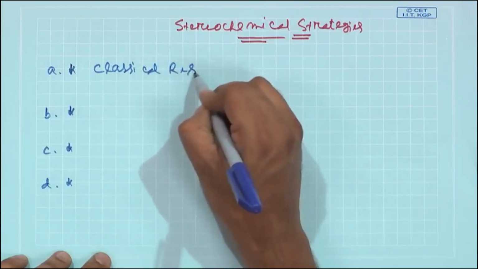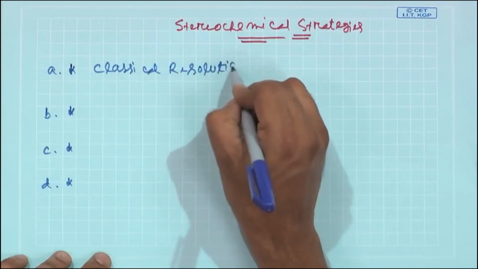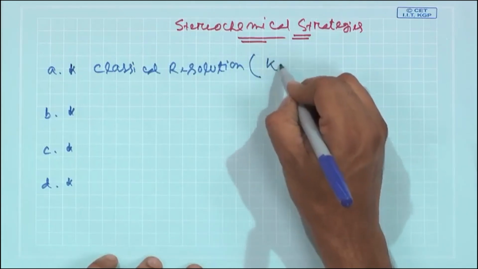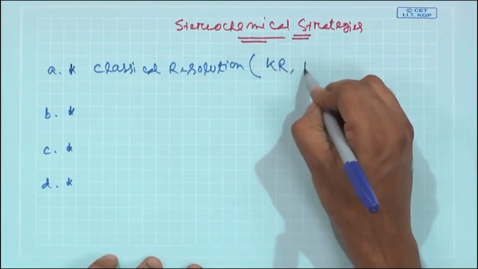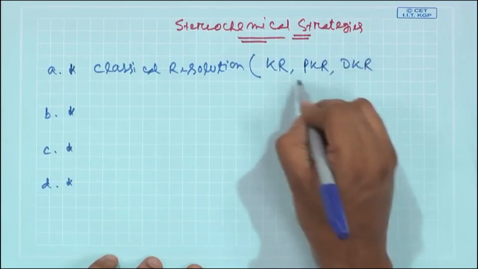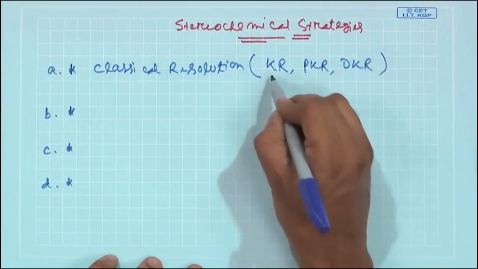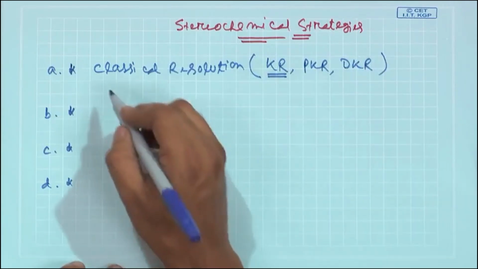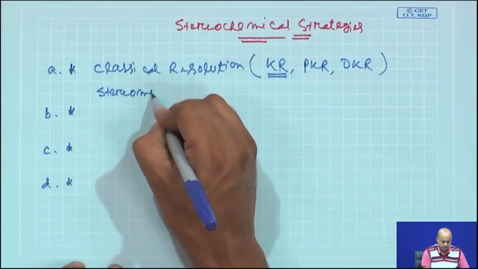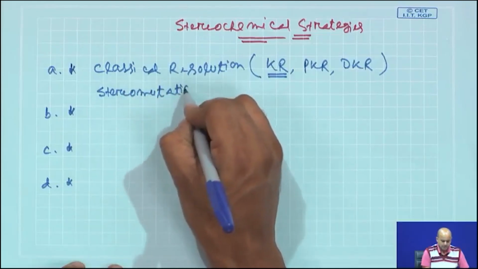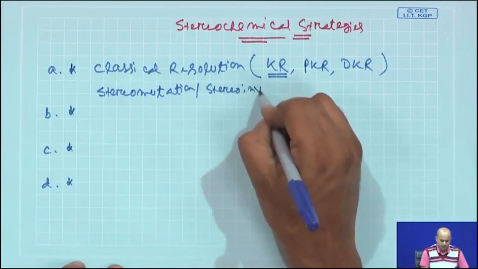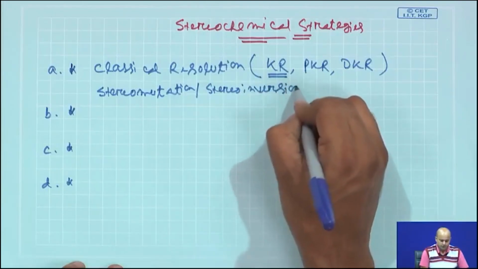the classical resolution technique. We will explain these things in detail. In classical resolution you have kinetic resolution, parallel kinetic resolution, and dynamic kinetic resolution, which are basically abbreviated forms. In addition, you have some other methods named stereomutation or stereoinversion, meaning you are doing an inversion of stereochemistry.